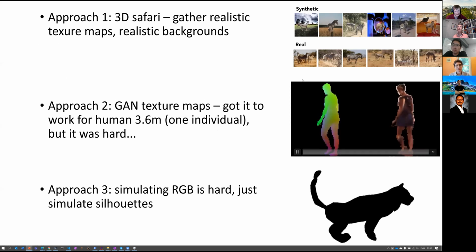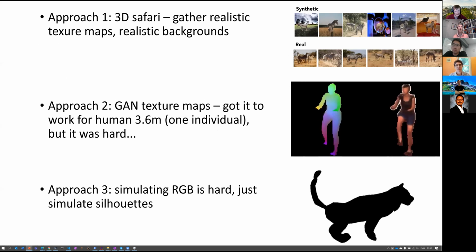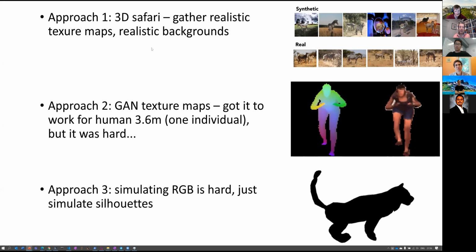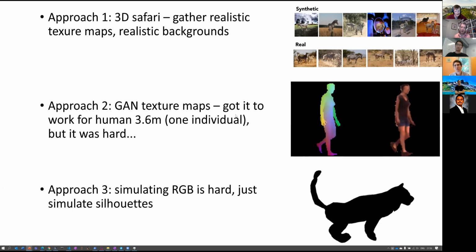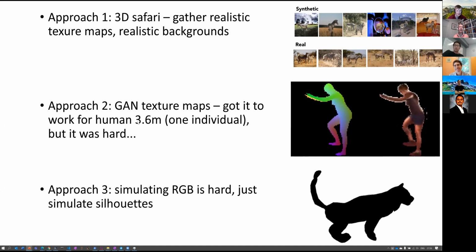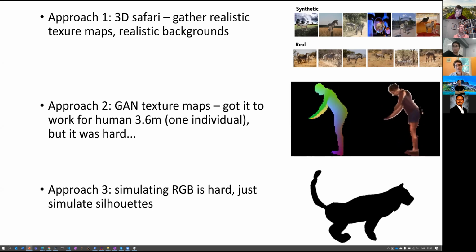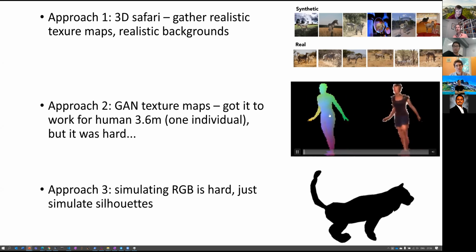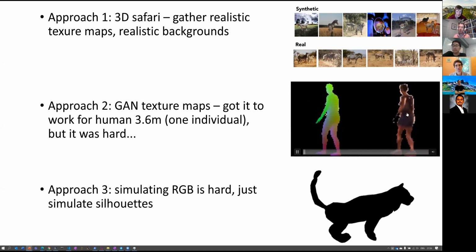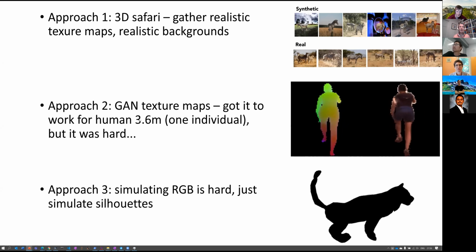So we tried a few things. We tried to do the sensible thing, right? Do the 3D Safari thing and gather good synthetic images, realistic backgrounds. And to be quite honest, it's a lot of work. So we decided we would try to bypass that. Ben's done some nice work on using a GAN to go from a kind of Vitruvian manifold to a more realistic sequence. But again, that was a bit tricky to get working, and we got it to work on Human3.6M.